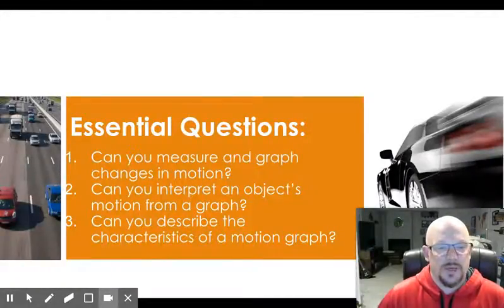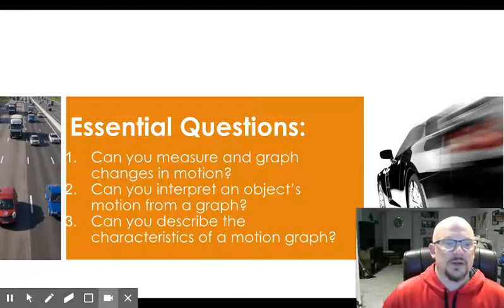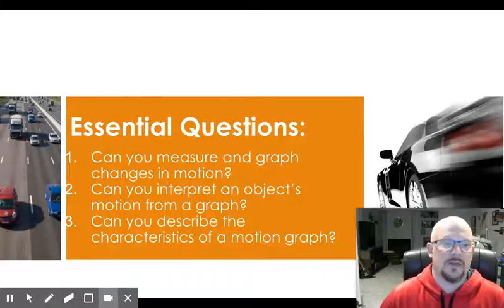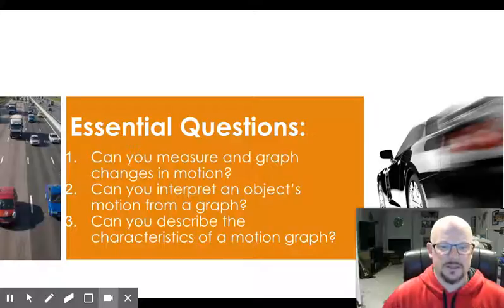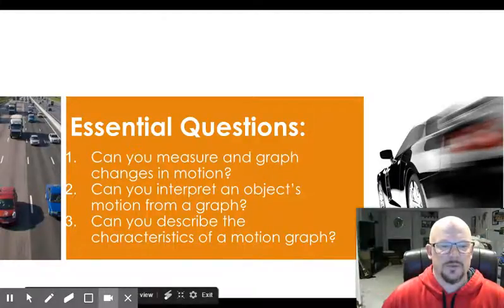Now, a few questions we need to make sure you can answer by the end of this. Can you measure and graph changes in motion? Can you interpret an object's motion from a graph? And can you describe the characteristics of a motion graph? So we're going to look at a speed graph or a velocity graph. They're basically the same thing. And then an acceleration graph as we go through it.